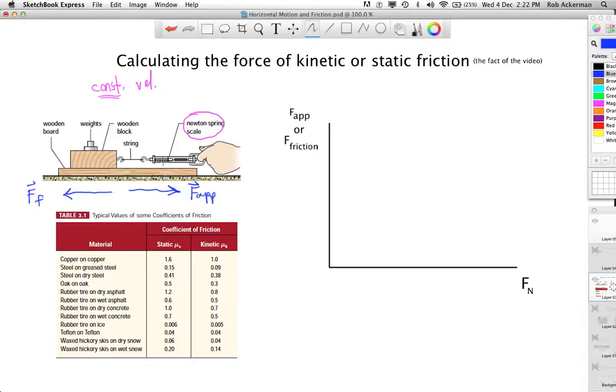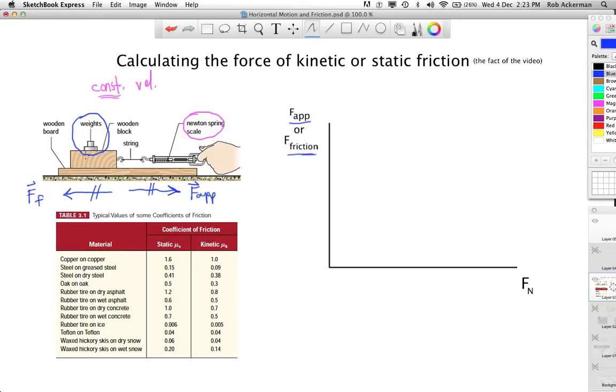If we can pull at a steady, slow rate, then the amount of friction and the amount of applied force will be the same. So what we do is we try to load a bunch of different weights on top of the block to make it heavier and heavier, and we see what the different applied or friction forces are that are required to get the block moving.